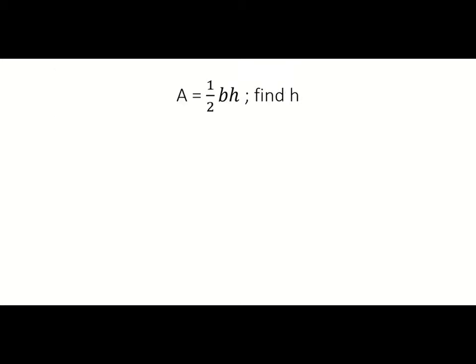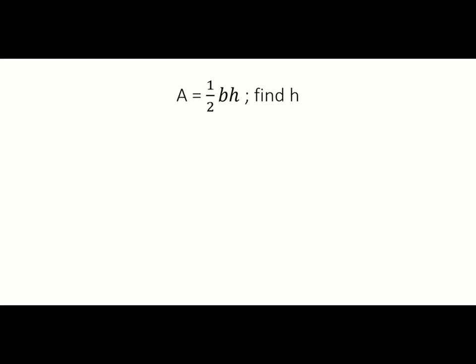Our last example is A equals 1/2 BH, and we are asked to find H. Now this equation is representative of the area formula for a triangle, where A stands for area, B is the base, and H is the height. So we want to rearrange this area formula to be able to just find the height of the triangle.